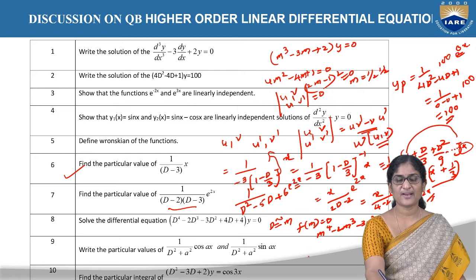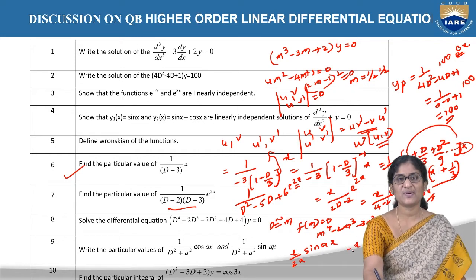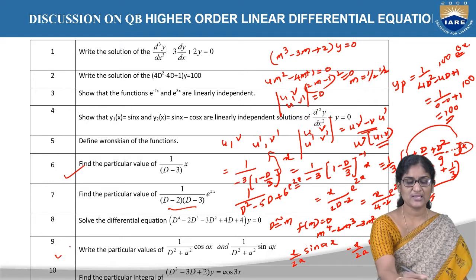So, the formula for finding out the particular integral for this: for the first one it is x by 2a sin ax, and the second one is minus x by 2a cos ax. So these two are the particular integrals for the ninth question.